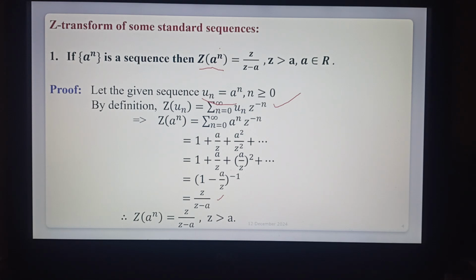Here a is any real number. Now, substituting any number for a, how do we change the Z transform? See that.